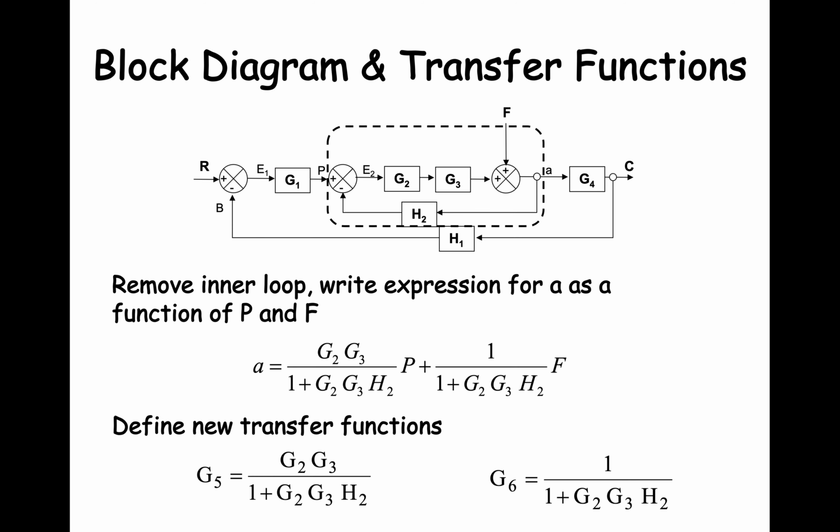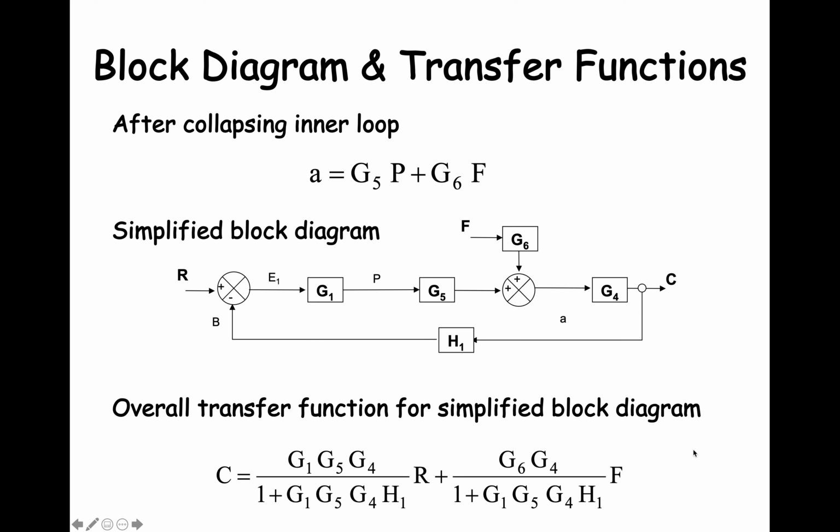which we will use in the simplified block diagram. Here is the equation after collapsing the inner cascade control loop using the newly defined transfer functions G5 and G6. Also shown is the simplified block diagram with these new transfer functions. With the new transfer functions, we have eliminated the inner cascade control loop.